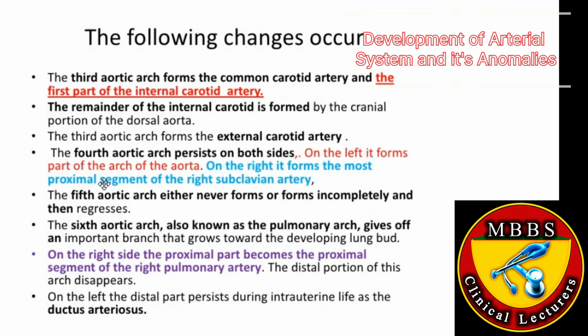So the following changes occur. The third aortic arch forms the common carotid and the first part of the internal carotid artery. The remainder of the internal carotid is formed by the cranial portion of the dorsal aorta. The third aortic arch also forms the external carotid.